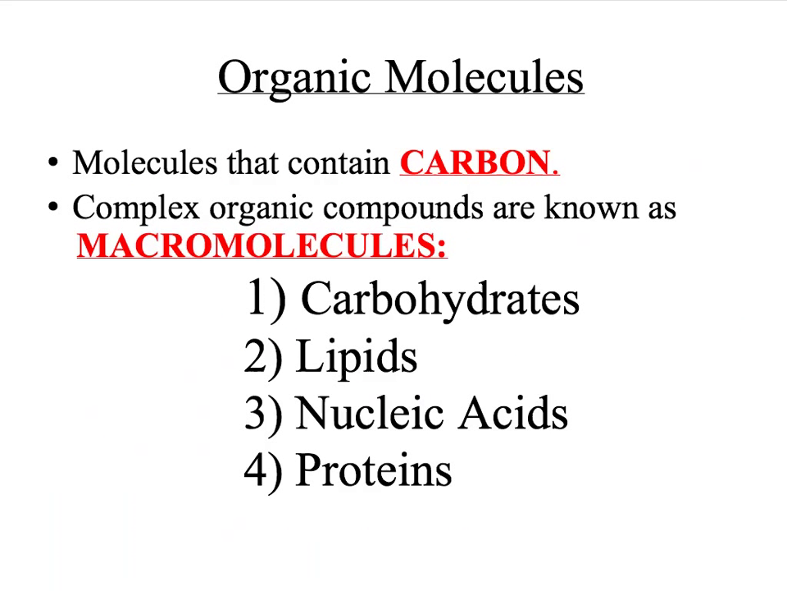So molecules that contain carbon are known as organic molecules. Complex organic compounds are known as macromolecules. Macromolecules can be subdivided into 4 categories. We're going to be talking about carbohydrates, lipids, nucleic acids, and proteins.